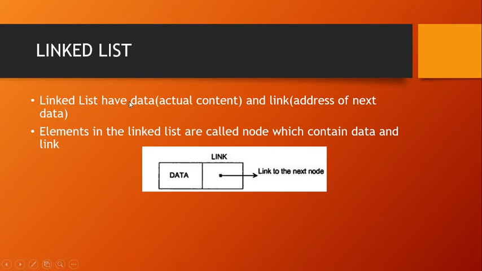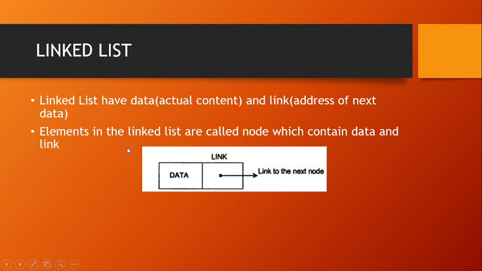So let's examine what a linked list is and how it looks. I said a linked list is a collection where elements are not stored continuously; we will be storing them in different locations. So we have to see the structure. Linked lists have data, the actual content, and a link, the address of the next data. That's the structure of the linked list. So it will be a memory location, and that memory location should have at least one data field and a link field. Elements in the linked list are called nodes. Another important point: this is called a node, which contains data and the link.